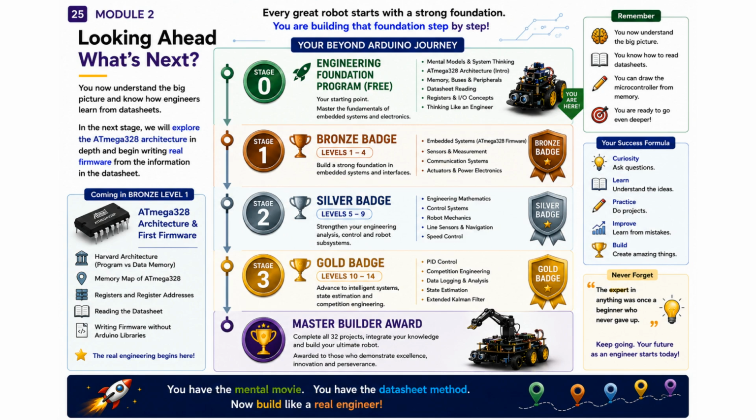So keep going. Keep asking questions. Keep building your mental movies. And keep turning ideas into reality. You now have the roadmap. You have the method. Now it is time to move forward. Understand. Explore. Build. Innovate. And one day, lead the future. I will see you in Module 3.